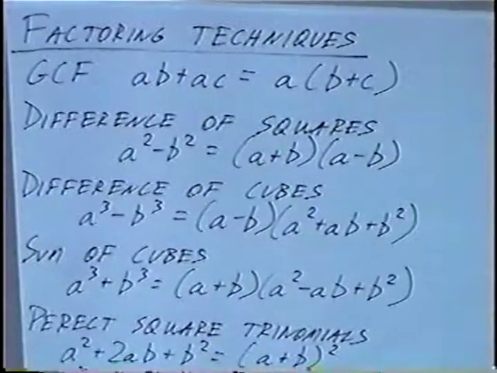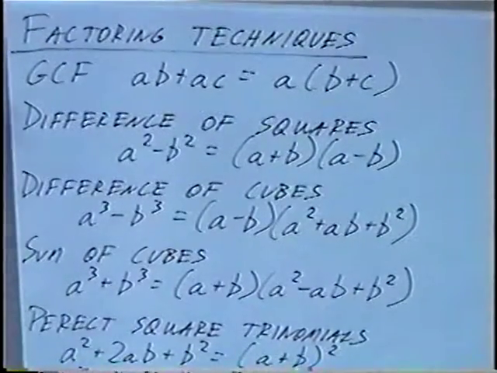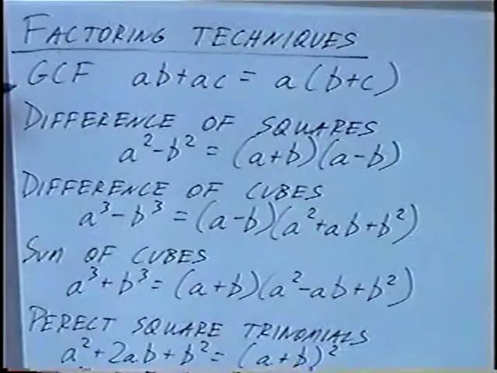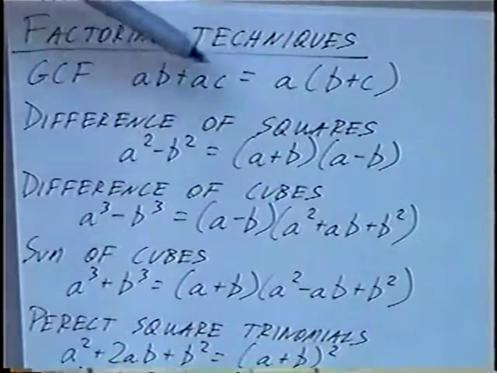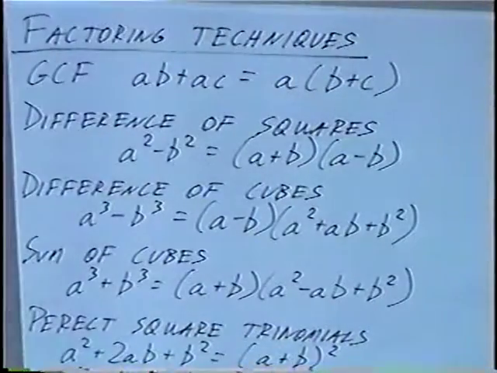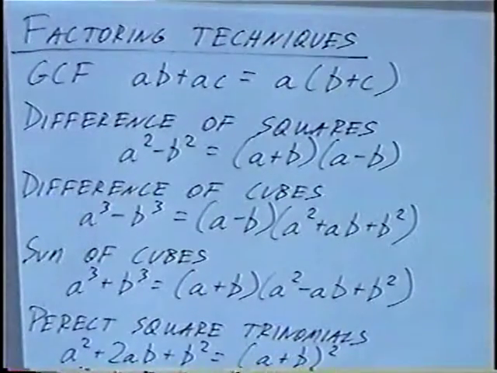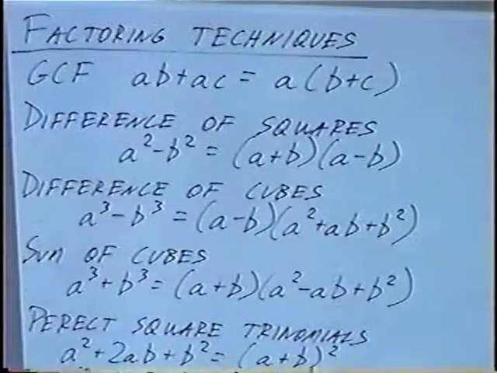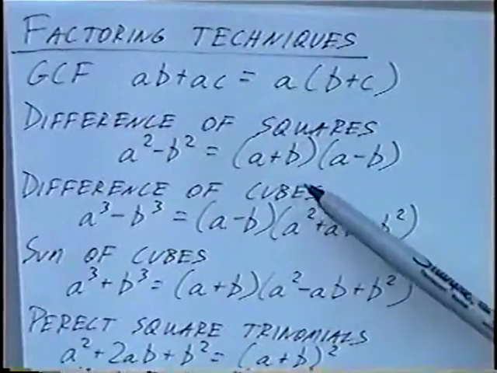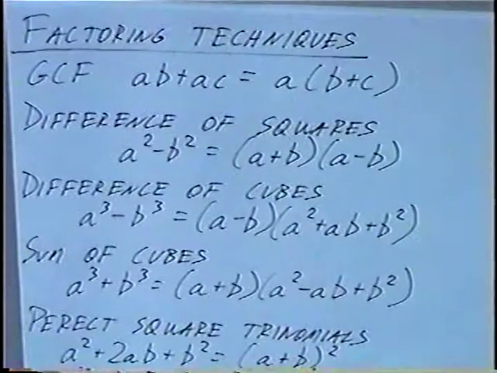There are several different types of factoring techniques. The first one, the basic one, GCF, or greatest common factor. If there's a common term like a, you can take out of both expressions, you can factor and write the rest in parentheses. Difference of squares. If you have two terms that are perfect squares, you can take the square root of. The factor would be 2 parentheses, a plus b and a minus b.